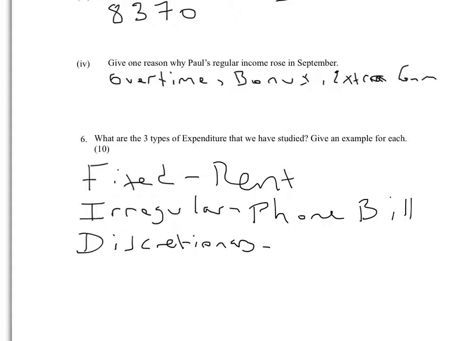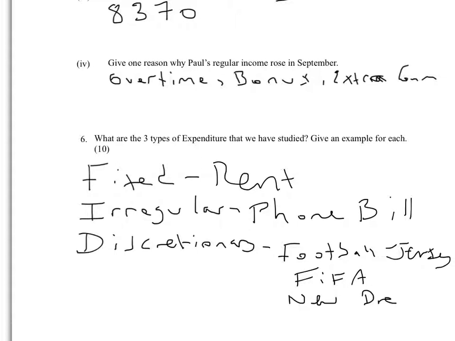And finally, discretionary, which is spending on luxury things. If you look at your needs and your wants, these are more spending on your wants. So fixed and irregular are more to do with your needs that you have to have in your own life, your bills, your rent, your mortgage, etc. But discretionary then are luxury things, such as a football jersey, or FIFA, or a new dress. Okay.